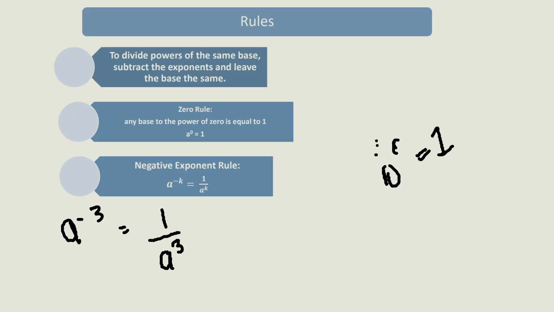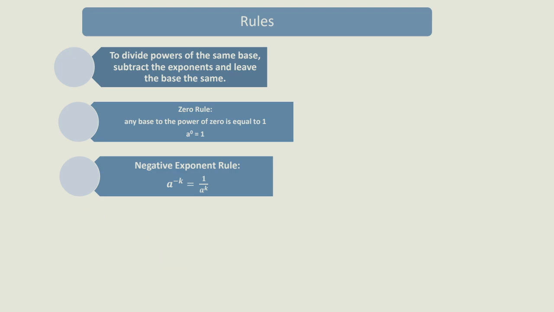Okay, so let's say I had a to the 5 over a to the 9. So I have 5 a's on the bottom.